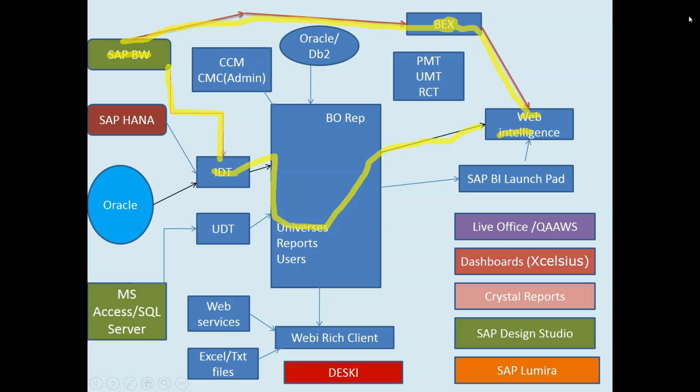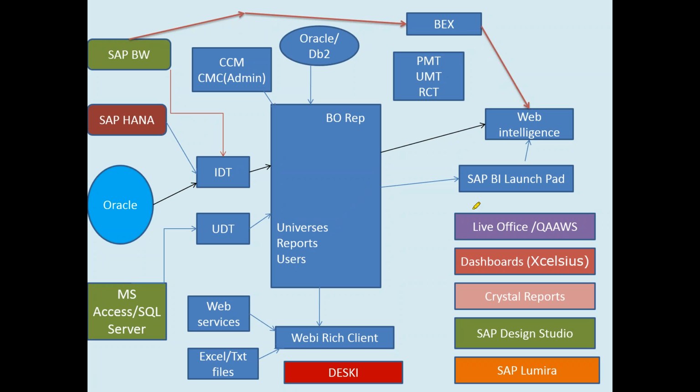Okay, fine. So this is how we can develop a report by connecting to the BW sources. All the concepts and connectivities I'm going to explain by connecting to the SAP HANA sources, BW sources, SQL Server database, and Oracle database. Those are the sources I'm going to cover in this training.